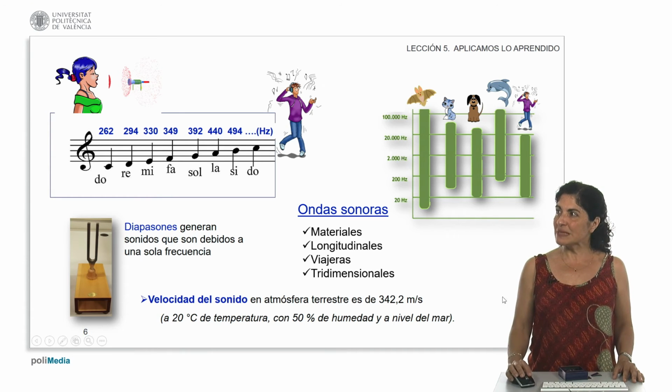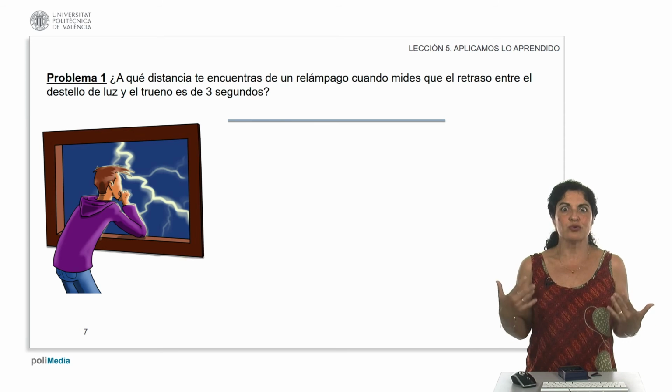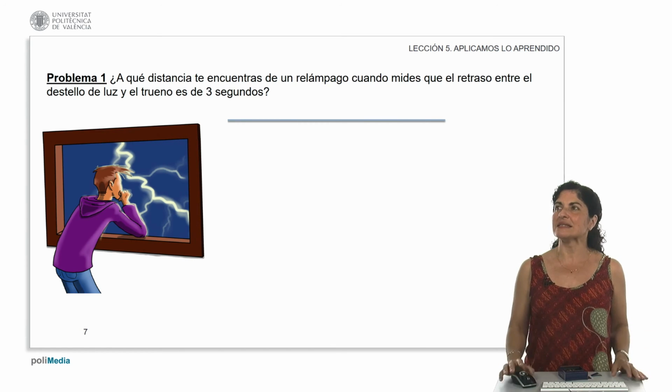If we apply all this that we are analyzing to different simple exercises, we will see how we can better understand our environment and even model the events that are occurring by applying all these features.